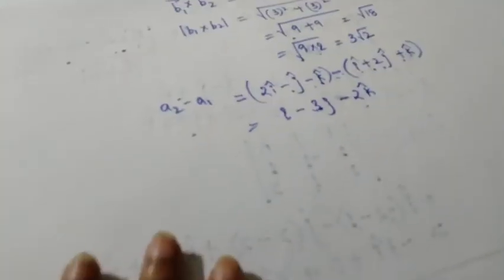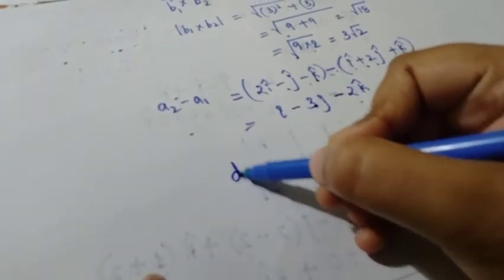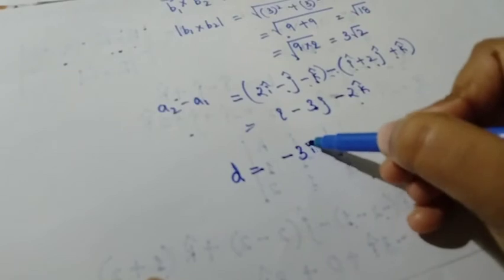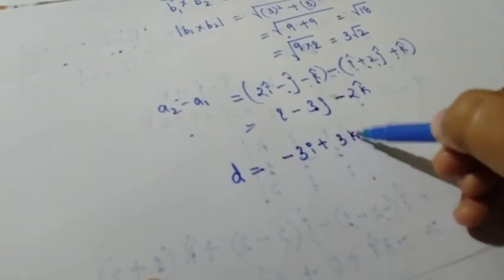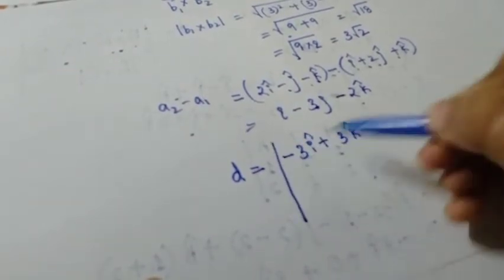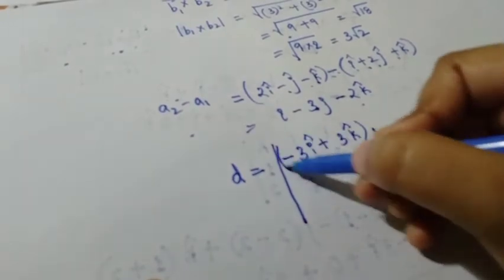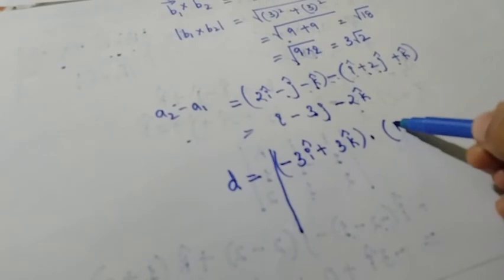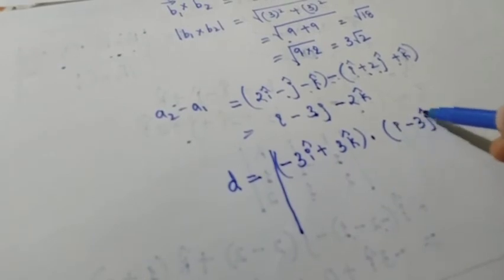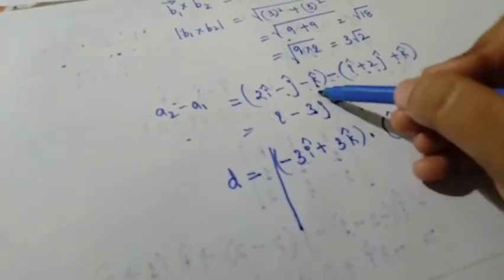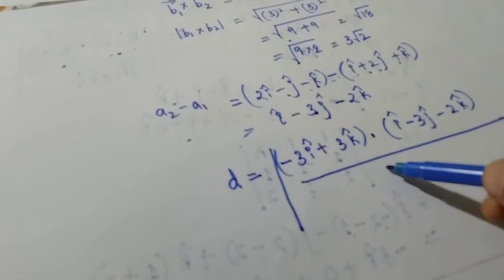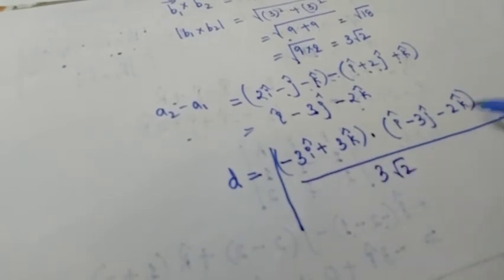Now apply the formula. D is equal to B1 cross B2, which is minus 3i plus 3k, dot product with A2 minus A1. What is A2 minus A1? It is i minus 3j minus 2k. This is A2 minus A1, divided by the modulus of B1 cross B2, which is how much? 3 root 2.